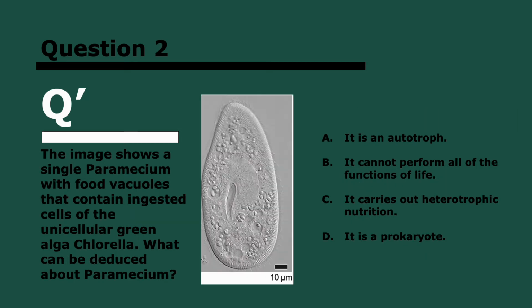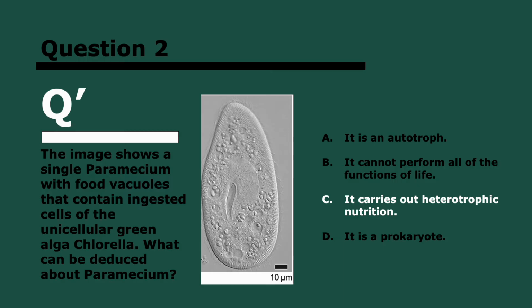For question 2, the image shows a single paramecium with food vacuoles that contain ingested cells of the unicellular green alga chlorella. What can be deduced about paramecium? Again, 3, 2, and 1. So it's C. Why?